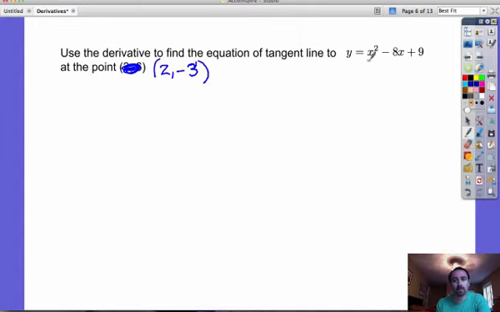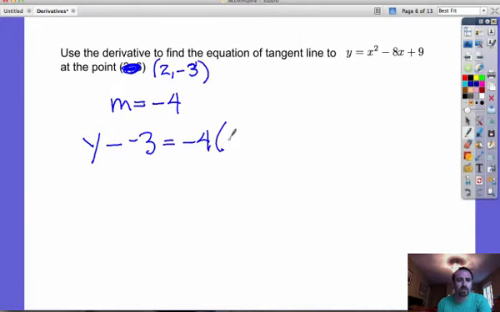Because remember, negative 3 is what happened when I plugged this into the function. Okay, so let's see here. We already know the slope from the previous part was negative 4. That means that if I use my point-slope form, the equation of the line is going to be y minus negative 3 equals negative 4 times x minus 2. I have the point (2, negative 3), and I plug in with a slope of negative 4.